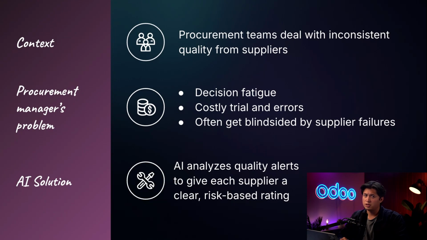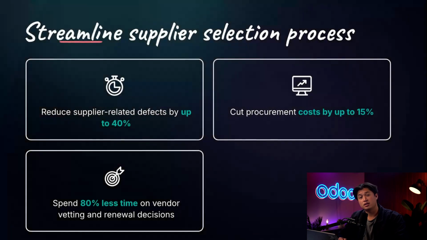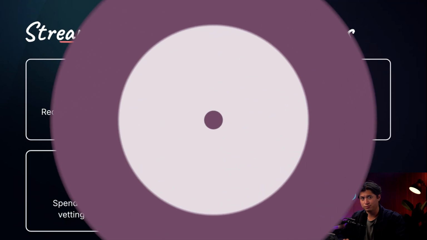So the result? Decision fatigue, costly trial and error, and missed savings. Odoo's AI takes the guesswork out of vendor decisions by linking quality alerts with existing supplier data, and it generates a predictive quality score for each vendor. And the impact? Supplier related defects are reduced up to 40%, procurement costs are cut by up to 15%, and employees spend 80% less time on vendor vetting and renewal decisions. So, let's check this out and see how to use this feature in Odoo.